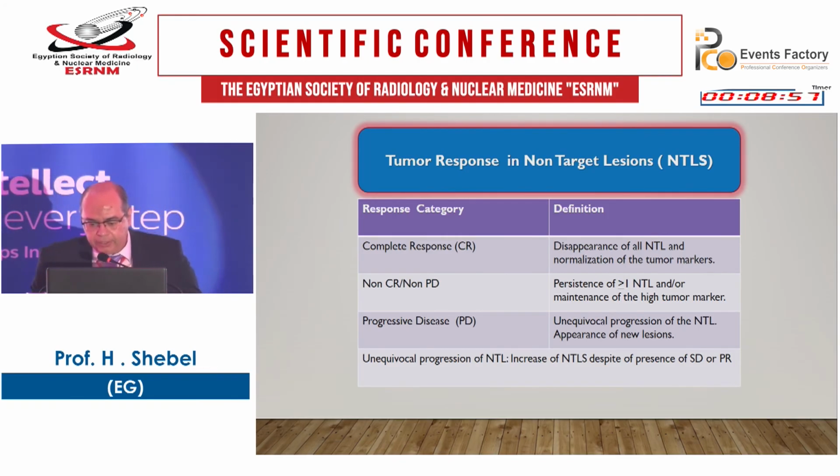Non-complete response and non-partial response means maintenance of the high tumor marker and the persistence of one or more non-target lesions. Also progressive disease means unequivocal progression of the non-target lesions or appearance of new lesions. And unequivocal progression means progression despite the presence of a stable disease or partial response.